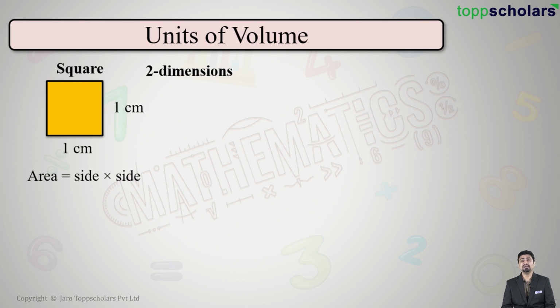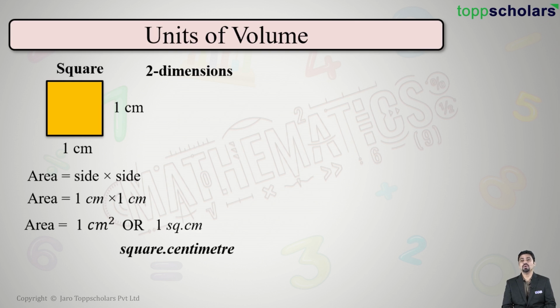And how do we find the area of the square? Area of the square is side into side. So here we have 1 centimeter into 1 centimeter. That is equal to 1 centimeter into centimeter, centimeter square. We also write this as 1 square centimeter, right? So square centimeter is the unit of area for this square, or in general unit of area.